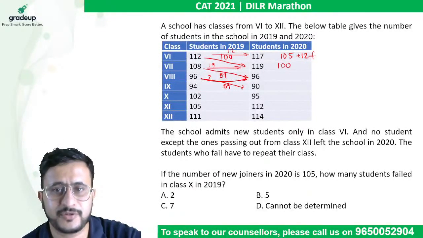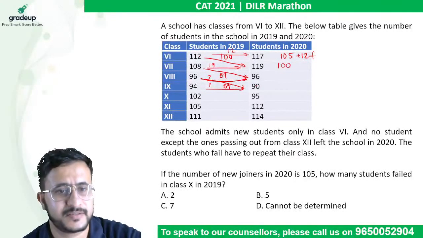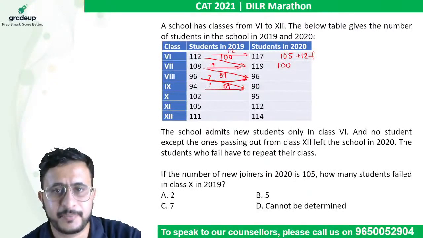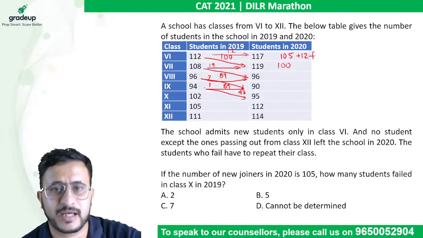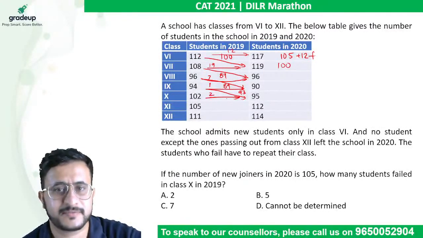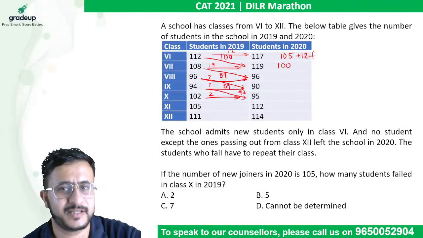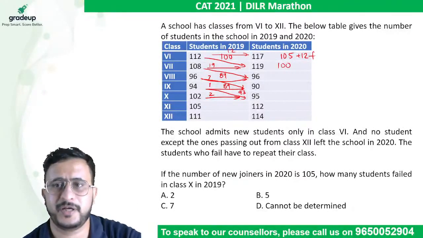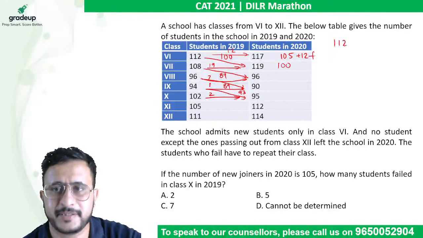Okay, now 89 must have gone there, right? 89 came from here. This was 94, I mean 90. This means one came from this. Okay, one came from here, and one came from here, so that means 93 moved from class 9th. So how many must have failed in class 10th? Only 2 students failed in class 10th. Is that clear? I will make this a little more spaced out, so you will understand it better.